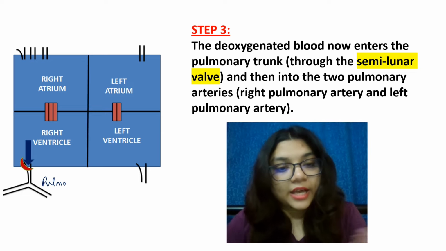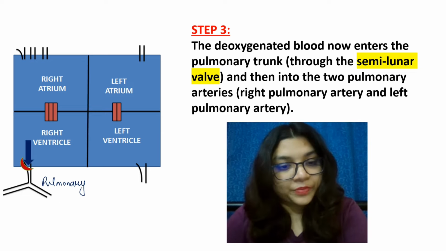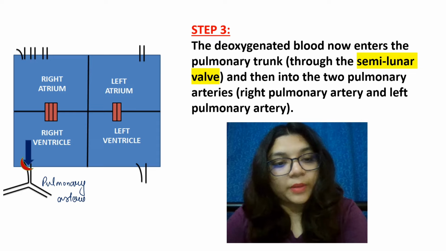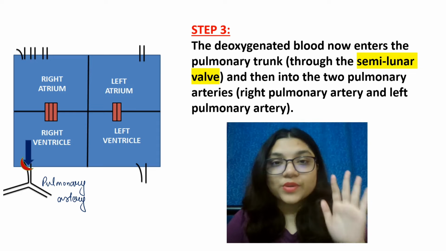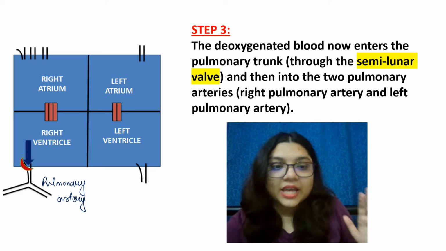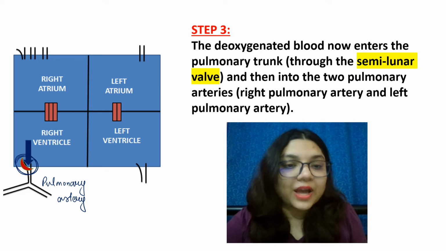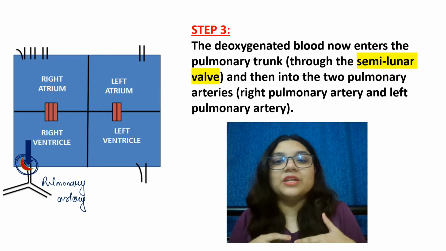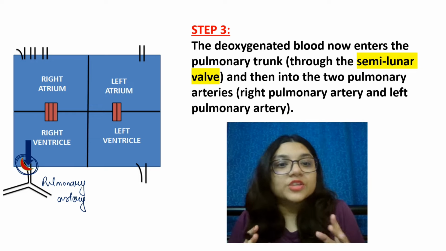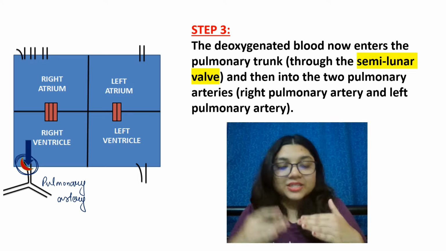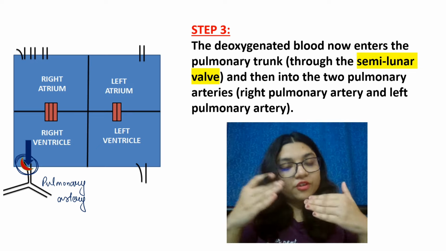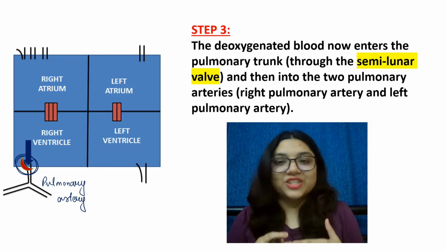In step 3, the deoxygenated blood will now enter into the pulmonary trunk. So I'll just write this as your pulmonary artery. The deoxygenated blood will enter the pulmonary artery, and as we have just seen in the structure of the heart, there's this half moon shaped valve that's present, which is your semilunar valve. What is the job of this semilunar valve?